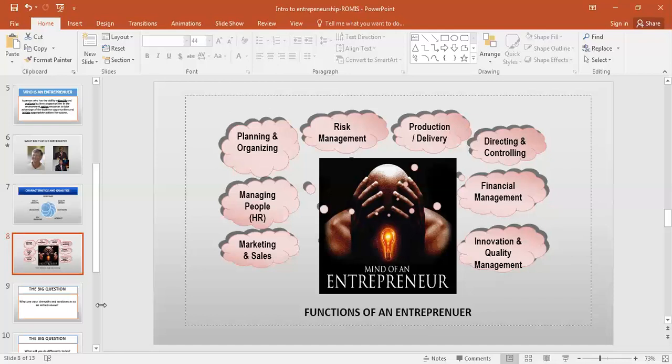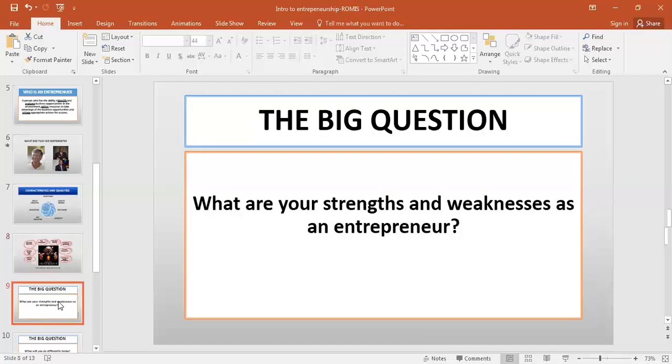Now, the big question here is, what are your strengths and weaknesses as an entrepreneur? So you can make use of the chat box. From what we have said so far, you can list 2 major strengths that you know you have as an entrepreneur and 2 weaknesses that you need to work on. So you can go ahead. You can unmute and drop your comment, or you can drop your comment using the chat box. Okay, what are those strengths that you have as an entrepreneur, and what are those 2 weaknesses that you need to work on as an entrepreneur? Okay, so that's the big question.